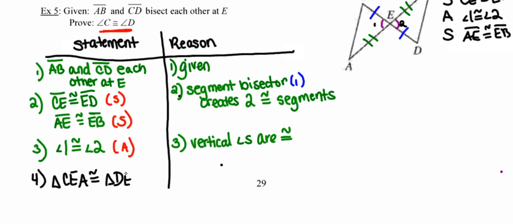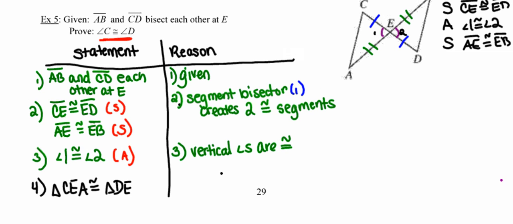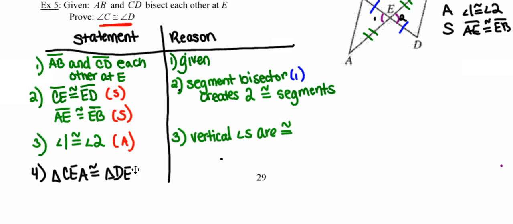The vertical angles at E are going to correspond. And lastly, angle A in the triangle on the left is going to correspond with angle B in the triangle on the right. So again, the way in which you name these is very important. So this was side angle side using statements 2 and 3.